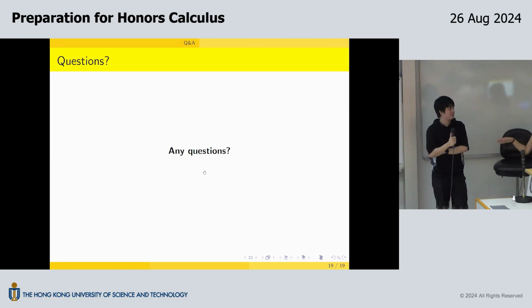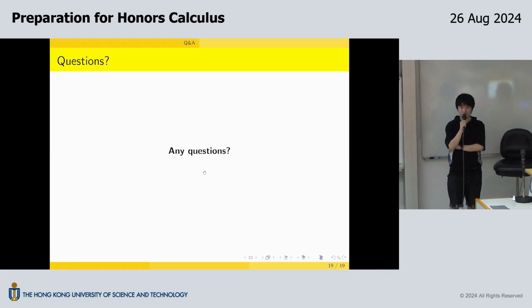But it's very rewarding, right? If you want to pursue a PG degree in mathematics, yeah, I would say it will be a must if you want to pursue a PhD in math.